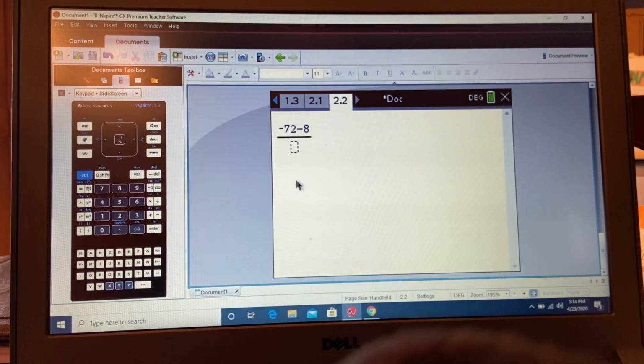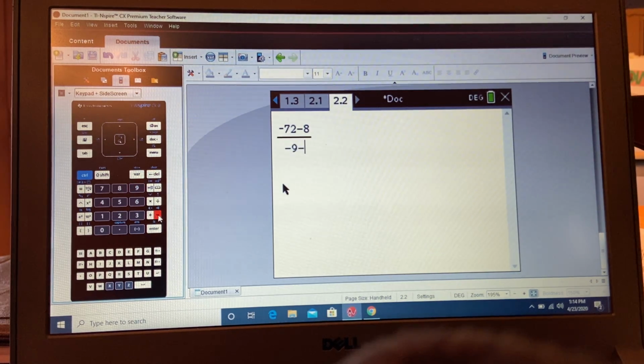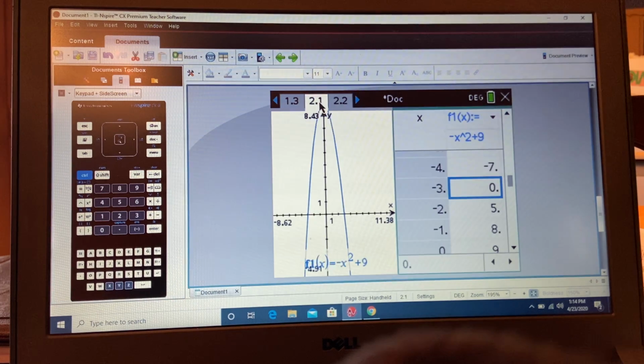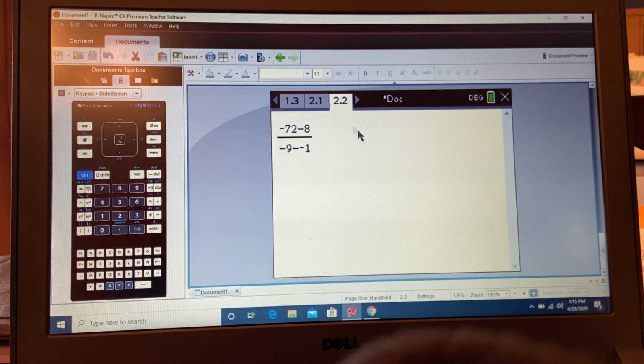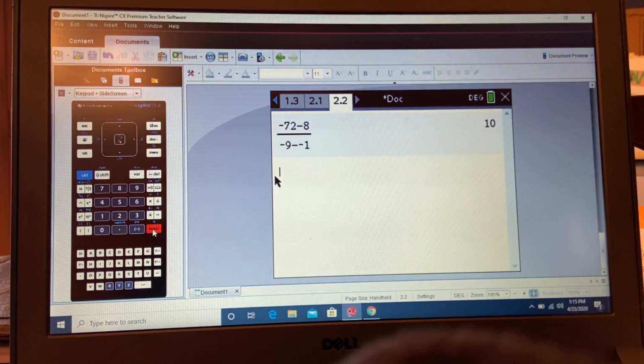And then my x values were -9 minus -1. Be sure you put those double negatives in there if you need to. Let me just check my numbers again. -1, +8, and -9, -72. So the slope for that should be 10.